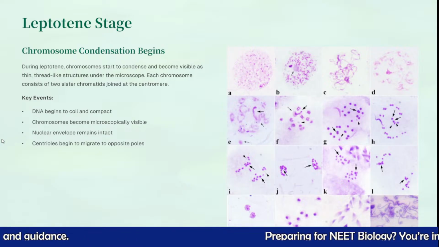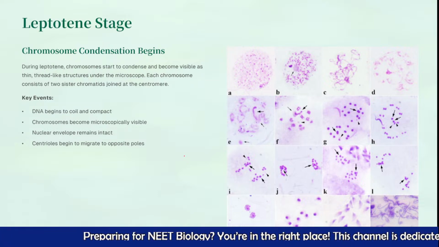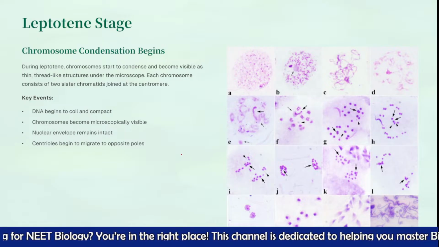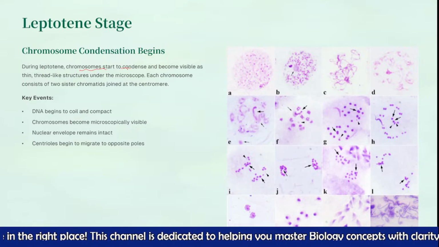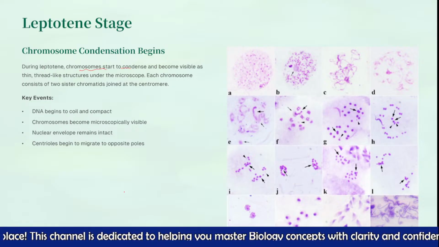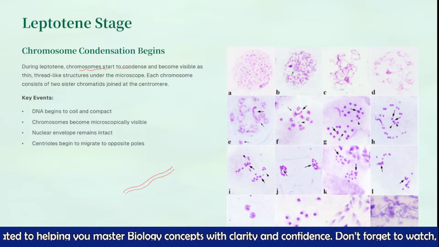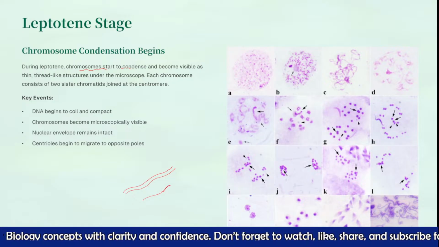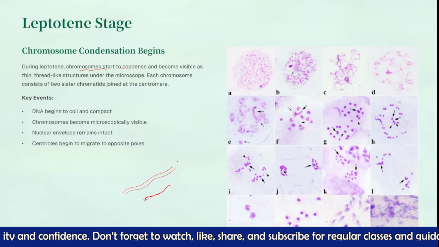So the leptotene stage. As we know, in prophase generally chromosome condensation begins, right? This is the very first stage of prophase 1 of meiosis 1, so chromosome condensation has just started here. Before that the chromosomes are just thread-like structures. This chromatin thread undergoes condensation and becomes more thickened. The thickening of the chromosomes starts in the leptotene stage.